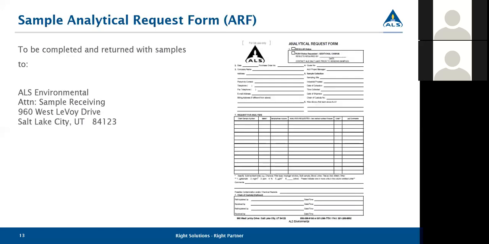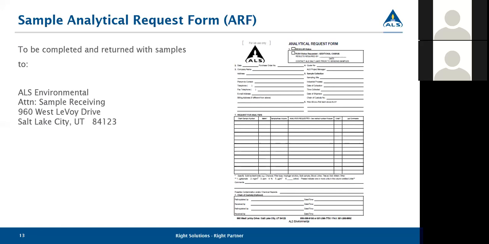The sample analytical request form, or what we commonly call the ARF, the example is on the right-hand side of your screen, and it is to be completed and returned with samples to the address on the left side of the screen. The ARF is important to both the client and to the lab because it is most often the only communication we have between the two parties.